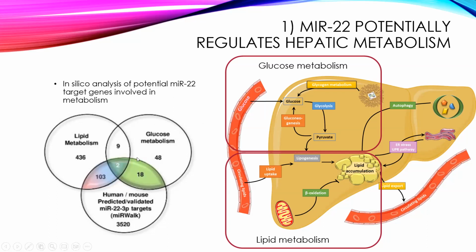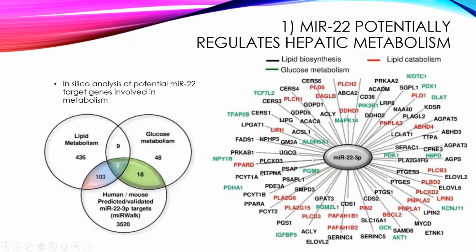When we look at glucose metabolism, we had 20 of these genes. So it seems that miR22 has the potential to regulate hepatic metabolism and therefore influence NAFLD progression, but we needed to see if this is actually happening in the cell or not. So just an illustration, you can see here all of the genes that have the potential to be regulated by microRNA-22 that are involved in lipid metabolism and glucose metabolism.